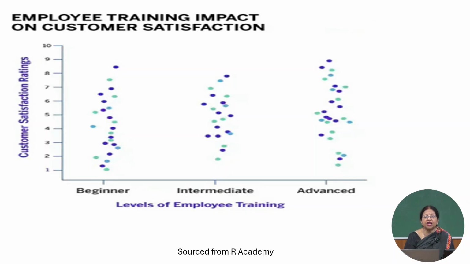So you can very well understand that this is how they infer that a beginner cannot attract too many customers, or can attract very few customers. An intermediately trained employee can attract customers, but to a certain extent, whereas the advanced trained employee can do an extended job and can have more and more customers for their satisfaction.